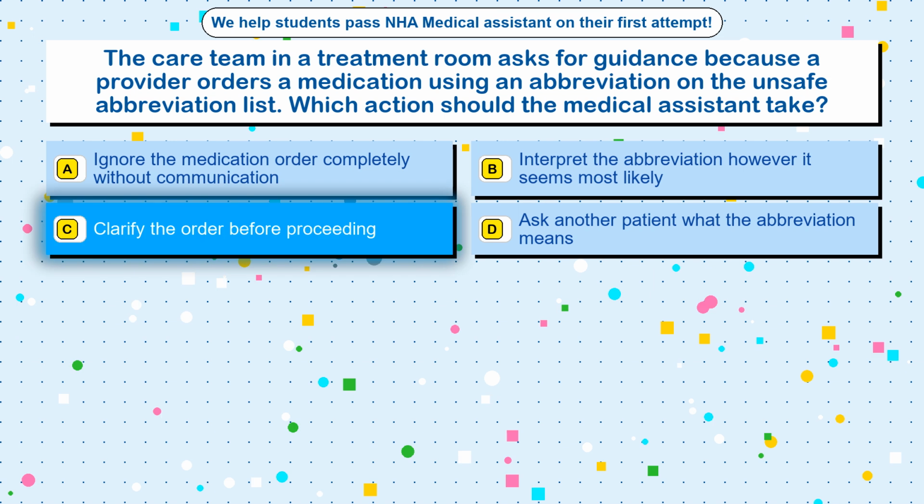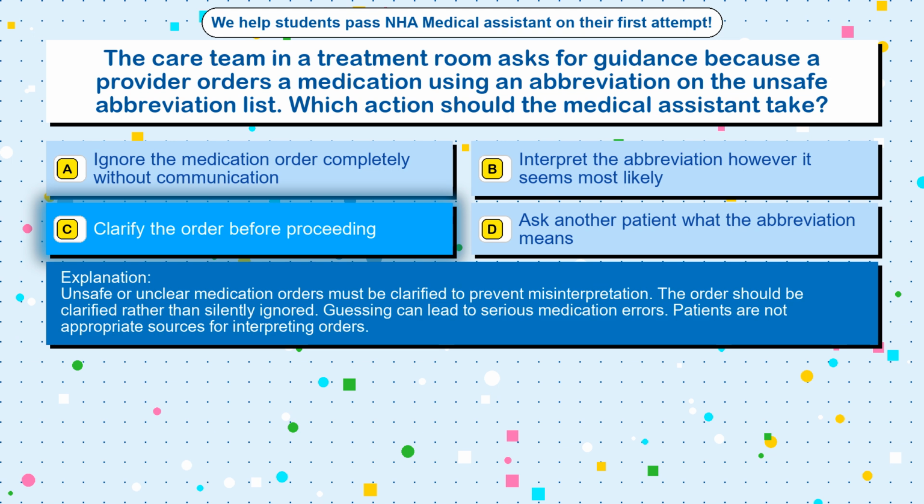The correct answer is option C. Clarify the order before proceeding. Unsafe or unclear medication orders must be clarified to prevent misinterpretation. The order should be clarified rather than silently ignored. Guessing can lead to serious medication errors. Patients are not appropriate sources for interpreting orders.